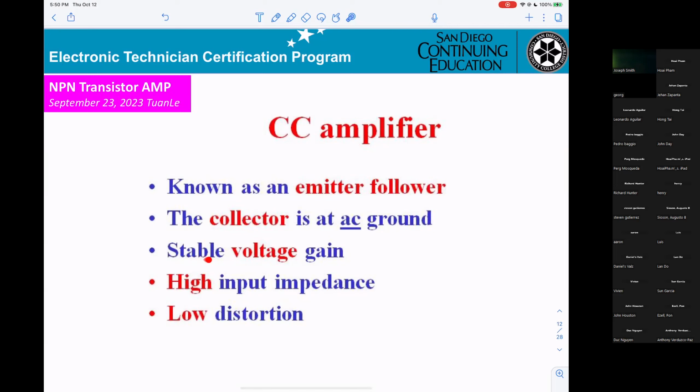It's a stable voltage gain. High input impedance. Low distortion. That means less noise. Okay. So basically, you can get the common emitter.